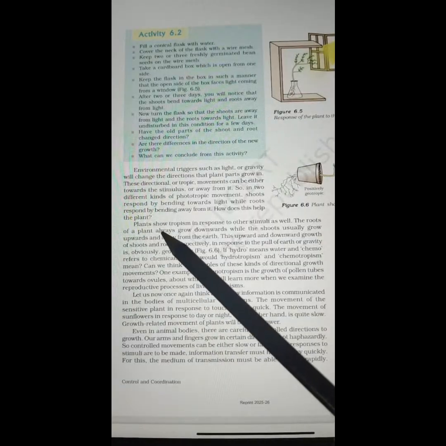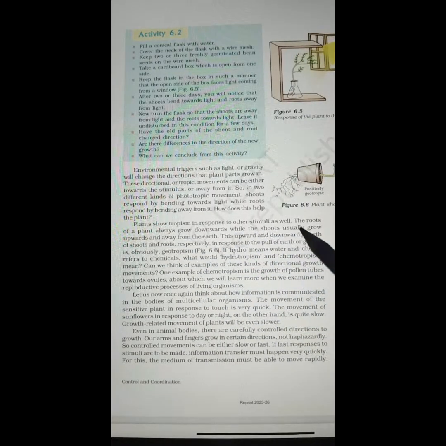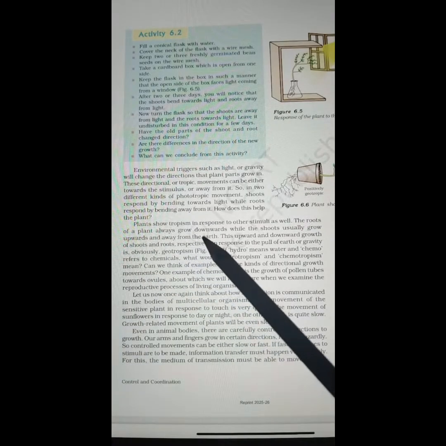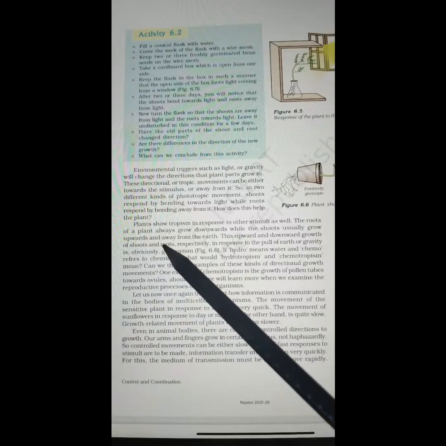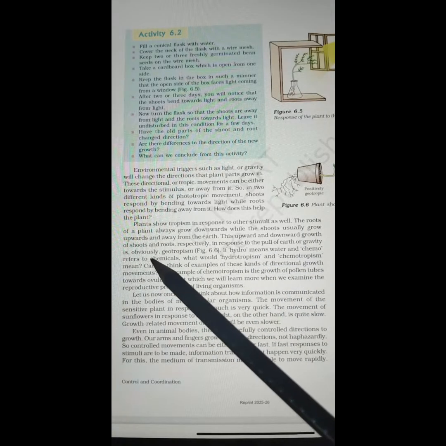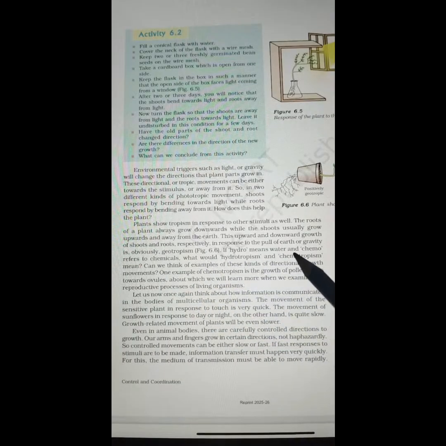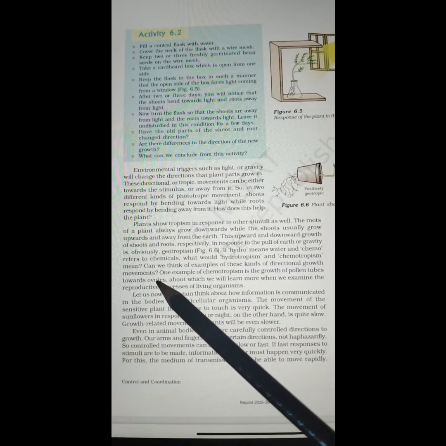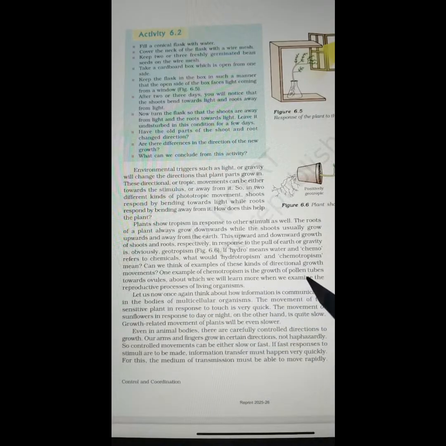Plants show tropism in response to other stimuli as well. The roots of the plant always grow downwards, while the shoots always grow upwards and away from the earth. This downward and upward growth of roots and shoots, respectively, in response to the pull of the earth or gravity, is geotropism. If hydro means water and chemo refers to chemicals, what would hydrotropism and chemotropism mean? Can we think of examples of these kinds of directional growth movements? One example of chemotropism is the growth of pollen tubes towards ovules, about which we will learn more when we examine the reproductive processes of living organisms.